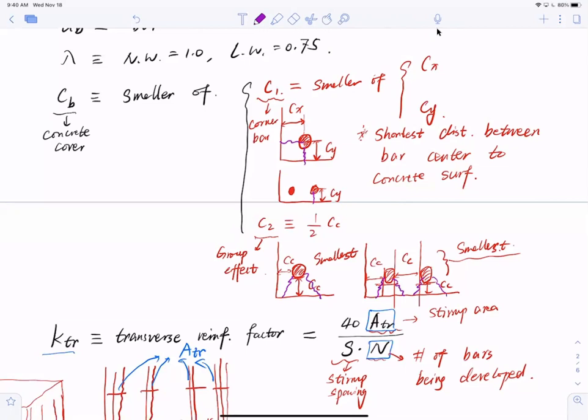There's some research, but you don't have to go into that depth. All you have to remember is that for the middle bar, you don't have to worry about Cx. For the bottom ones, you do. You have to worry about all the clear cover and clear spacings. Okay, that sounds good. Thank you. Sure, no problem.